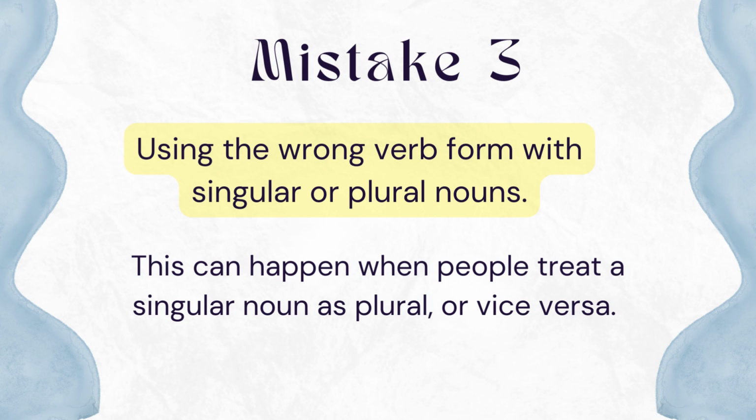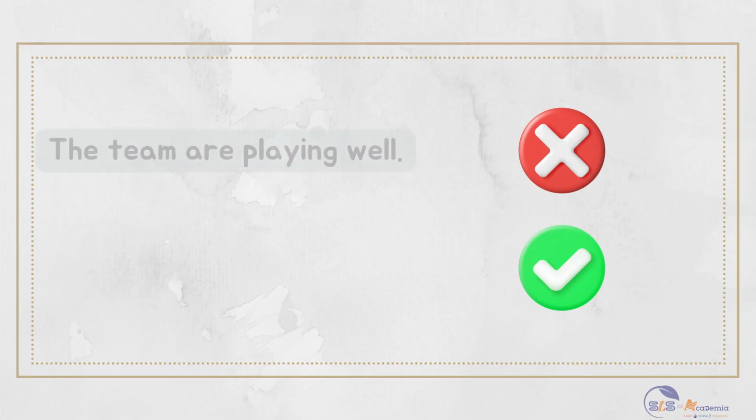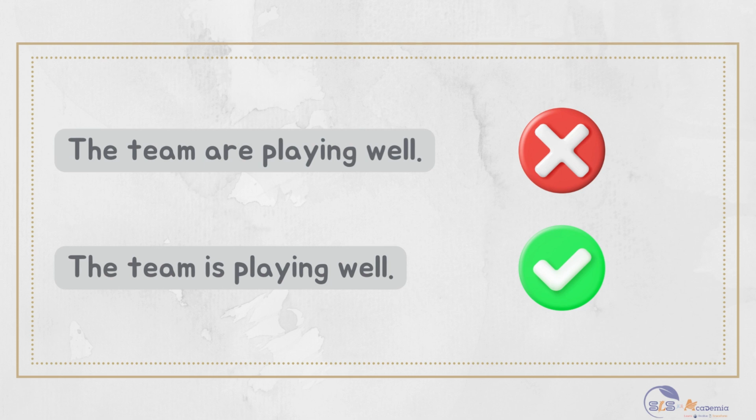Using the wrong verb form with singular or plural nouns is another common mistake. This can happen when people treat a singular noun as plural or a plural noun as singular. For example, instead of saying the team is playing well, which uses the singular verb form to match the collective noun team, someone might accidentally say the team are playing well.